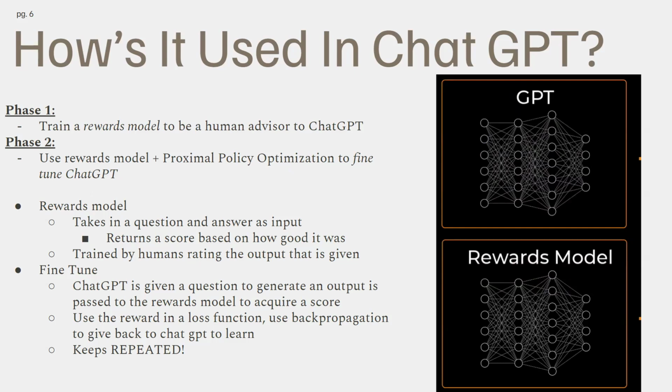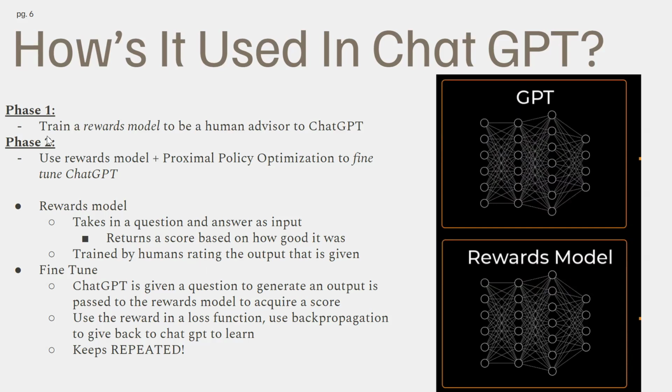ChatGPT does tend to get a grade on its responses. So the higher the better, the lower the worse. You can think of it as taking in a question and an answer as the input. So depending on what question you put in ChatGPT and depending on what answer it generates, it would be given a score based on how good that answer actually was, right? And it is trained by humans to rate the output that is given.